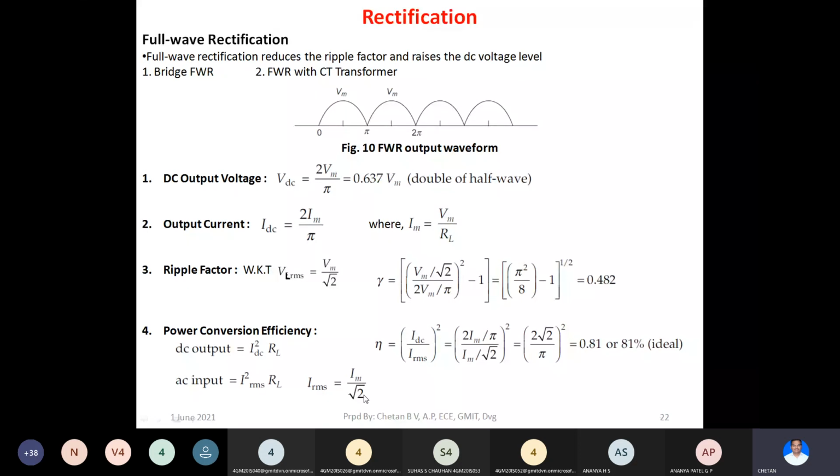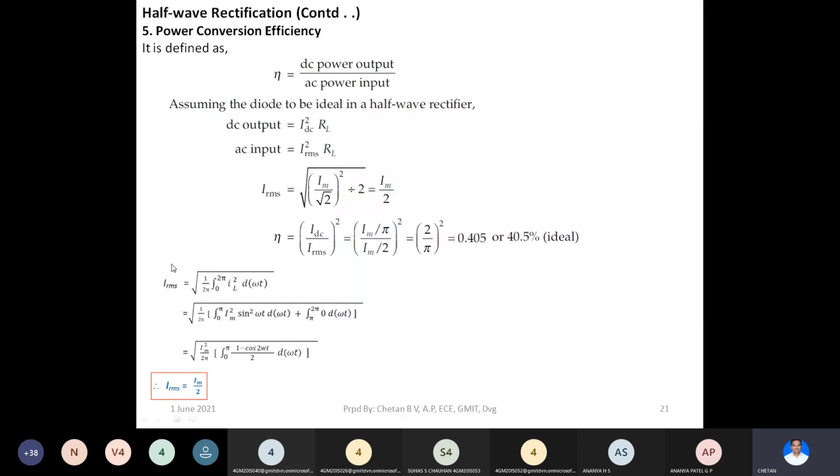This you can also obtain by doing integration from 0 to 2 pi of IL square, just like you did for the half wave rectifier. In the same way, if you perform integration, you will get the IRMS value for full wave rectifier as Im by root 2. For half wave rectifier, it is Im by 2. For full wave rectifier, you will get the IRMS value as Im by root 2.